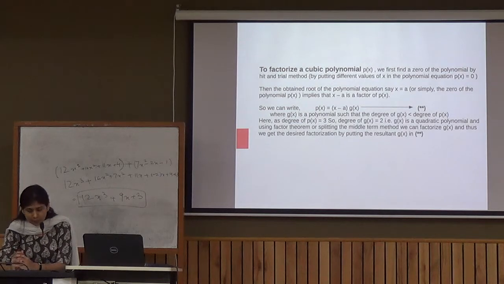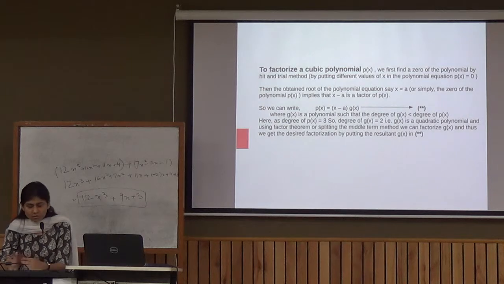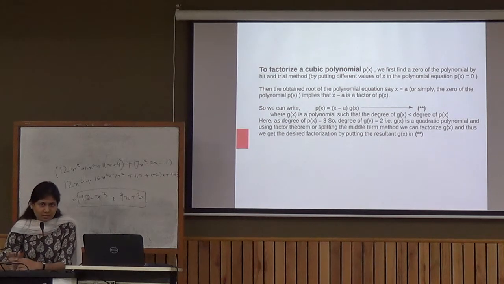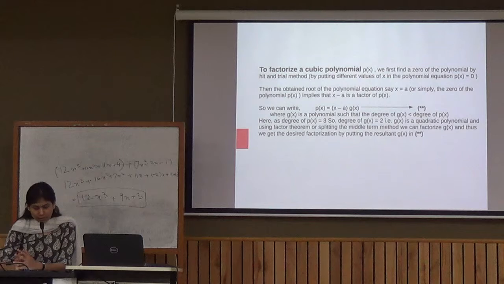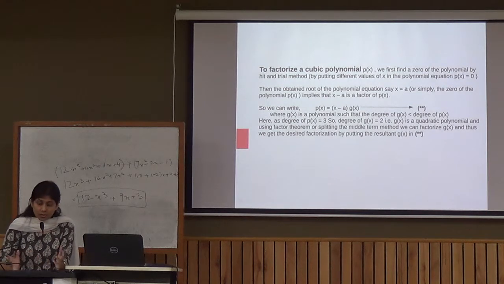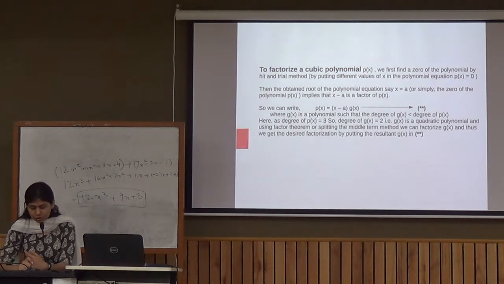To factorize a cubic polynomial p(x), that is a polynomial of degree 3, we first find a zero of the polynomial by hit and try method, that is by putting different values of x in the polynomial equation p(x) equal to 0. Then, the obtained root of the polynomial equation, say x is equal to a, or simply the zero of the polynomial p(x), implies that x minus a is a factor of p(x). This is in regard to the factor theorem. So, we can write p(x) is equal to (x minus a) into g(x).